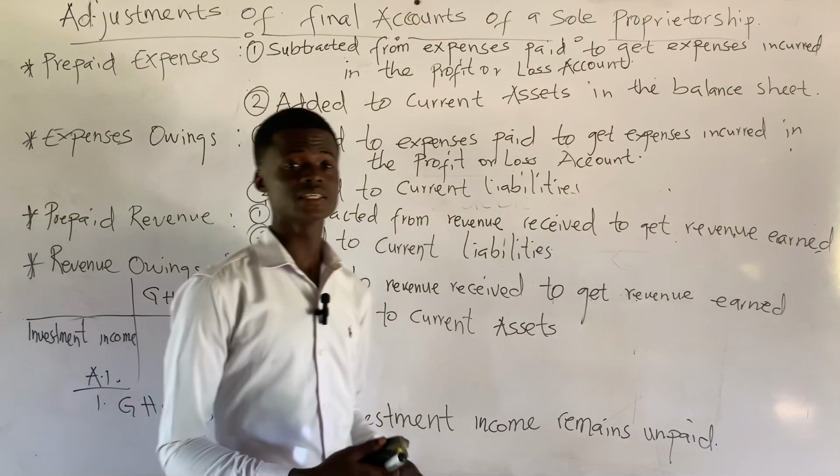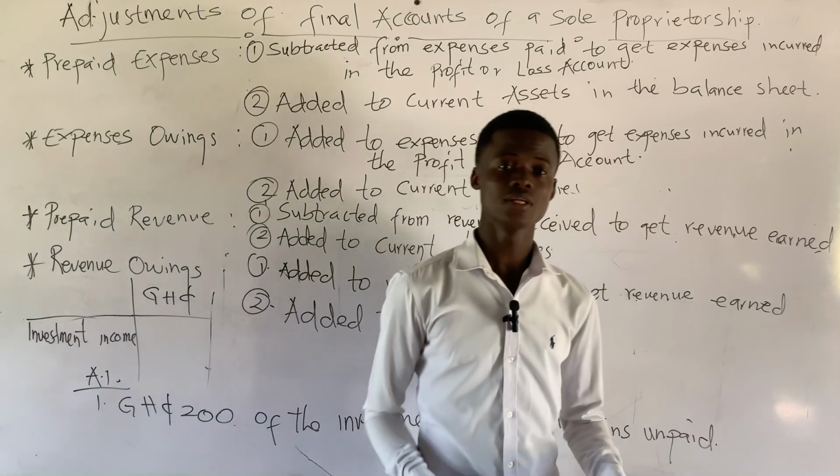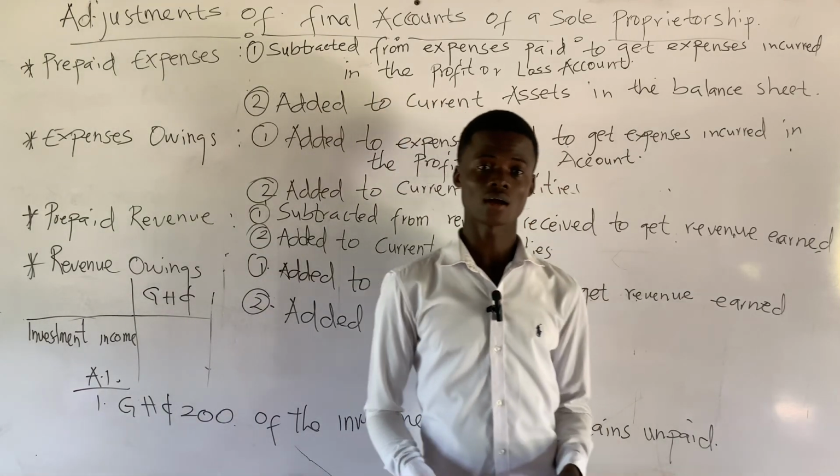So these are how prepayments and accruals of expenses and revenues are treated in the final accounts of a sole proprietorship.